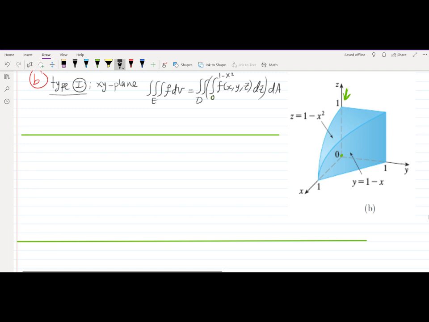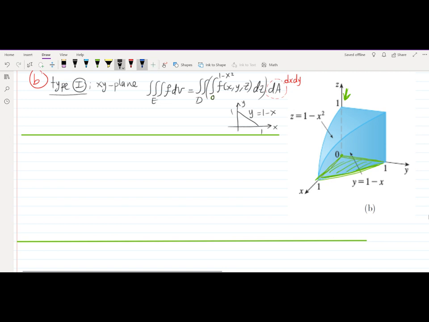and now what about dA? Let's choose dA to be dx dy, for example. Now in order to get its projection, we have to take a look from the z axis to get its projection on the xy plane. For sure, you can see the projection to be this green triangle in the xy plane. It's a projection, so we can sketch it on the xy plane to be this line, which ends on 1 here and here, and its equation is y equals 1 minus x.